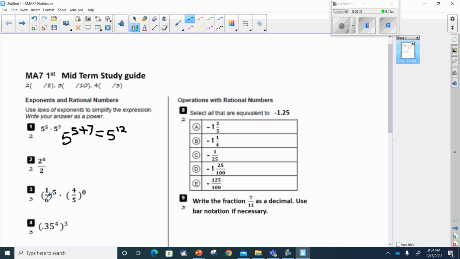All right, let's go to the next one. This is a fraction. Every fraction is a division problem. So when I multiply, I can add. When I divide, I can subtract. So this is really 2 to the 4th power minus, and always remember, even if you don't see one, there's a 1 right there. All right? So that's going to equal 2 to the 3rd power.